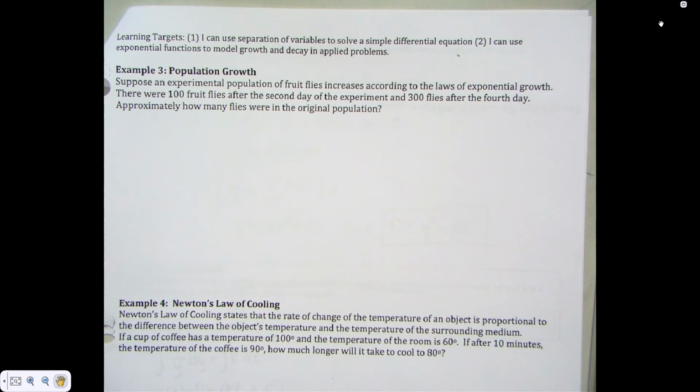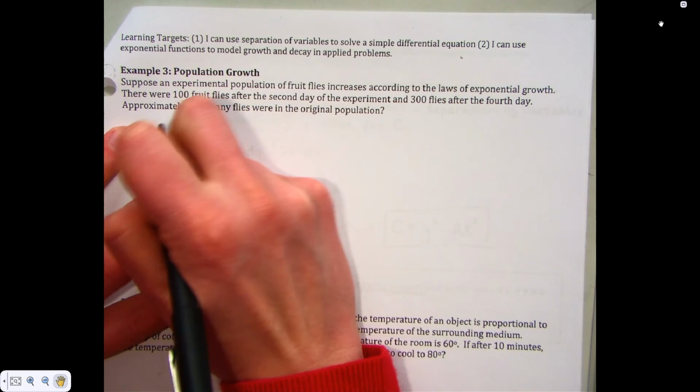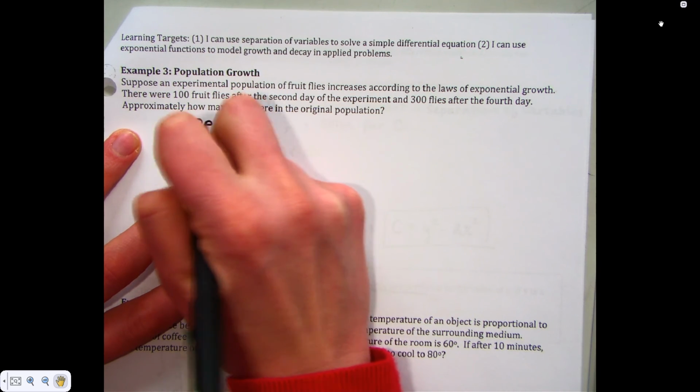So suppose an experimental population of fruit flies increases according to the laws of exponential growth. You had 100 fruit flies after the second day and 300 after the fourth. How many fruit flies were in the original population? So what are we going to do? Well, it's population growth. We are assuming population growth is exponential, so we are going to jump straight to our exponential growth model.